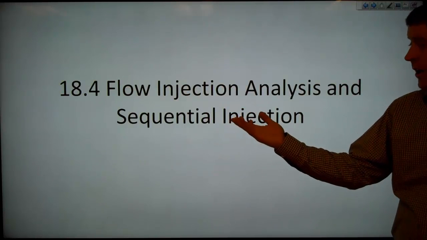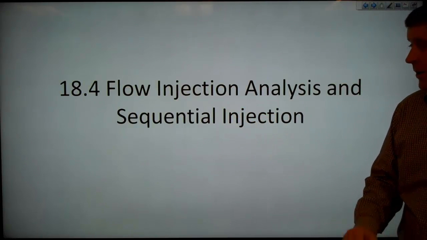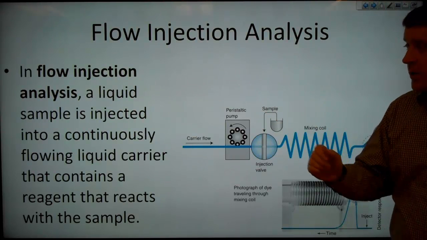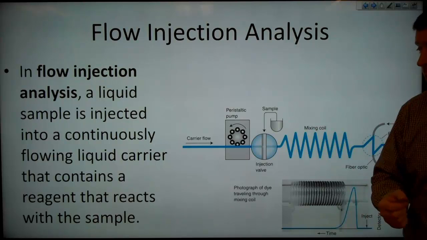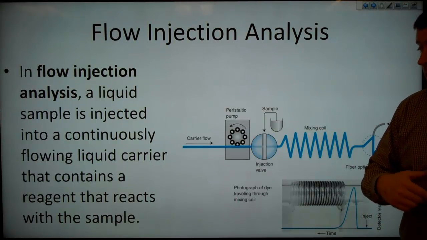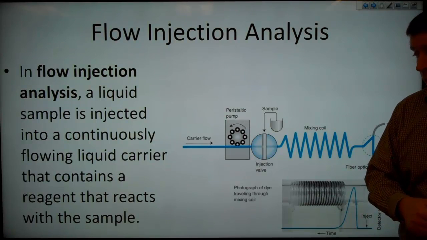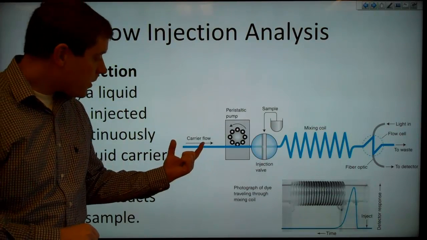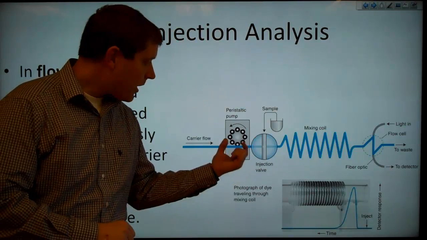Welcome to flow injection analysis and sequential injection. So in flow injection analysis, a liquid sample is injected into a continuously flowing liquid carrier that contains a reactant that reacts with our sample. So we have our carrier flowing in past our pump.